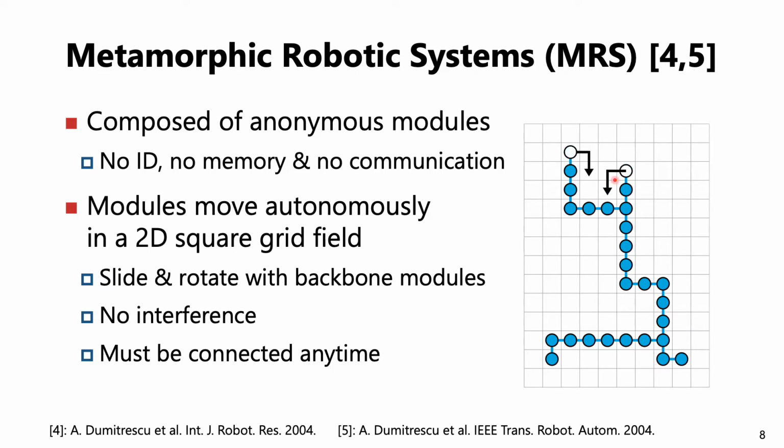And this is an example of rotation. This module rotates clockwise around this backbone module. And also, this module rotates counterclockwise. This is the result of rotation movement. Modules can move with backbone modules, but they cannot interfere with other modules' movements. And all the backbone modules must be connected during an execution. So if this module rotates, the backbone modules become unconnected. So modules must avoid such a situation.